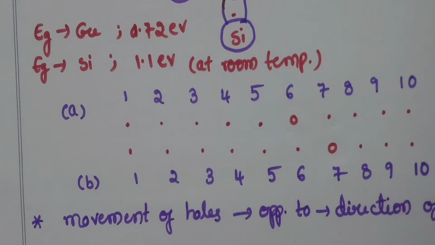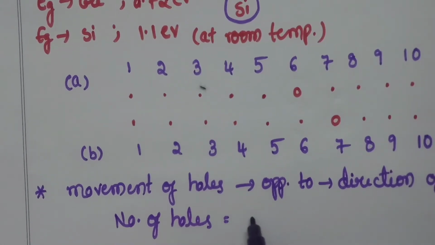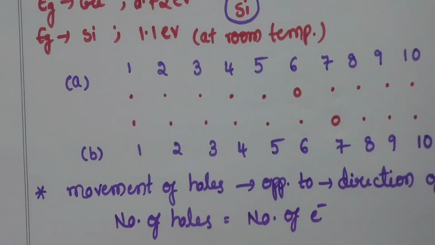In a pure semiconductor, the number of holes is equal to the number of electrons.